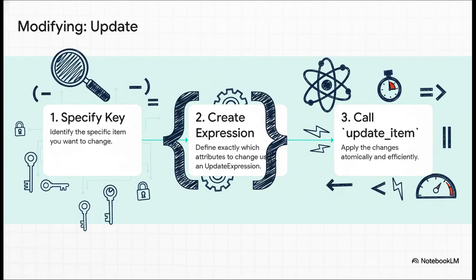Now, update item is where you get to be really surgical again. Instead of rewriting an entire item just to change one little thing, you use something called an update expression. This lets you define precisely what you want to change, maybe just adding a value to a list or incrementing a number. This is incredibly efficient, and it's fantastic for things like atomic counters. It guarantees that even if two people try to update the same counter at the exact same millisecond, no data gets lost. It's a really powerful tool for building solid apps.